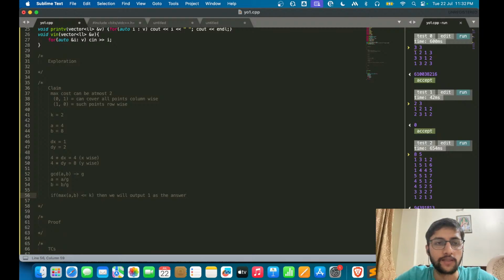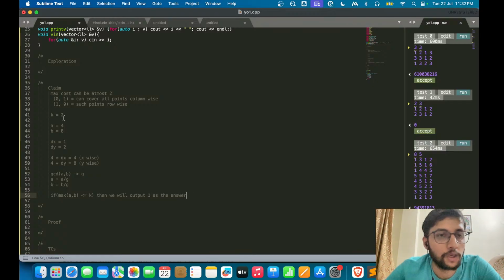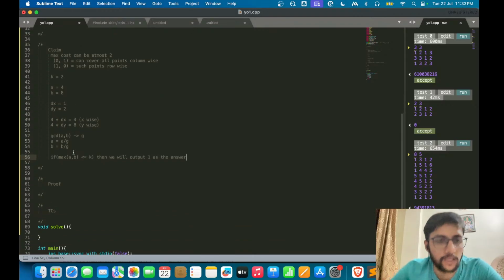So in this example, when a was 4 and b is 8, we got the GCD as 4, and we divided a by 4. Basically you can repeat dx 4 times to get a, and dy 4 times to get b, and since both are smaller than or equal to k, our answer is possible.